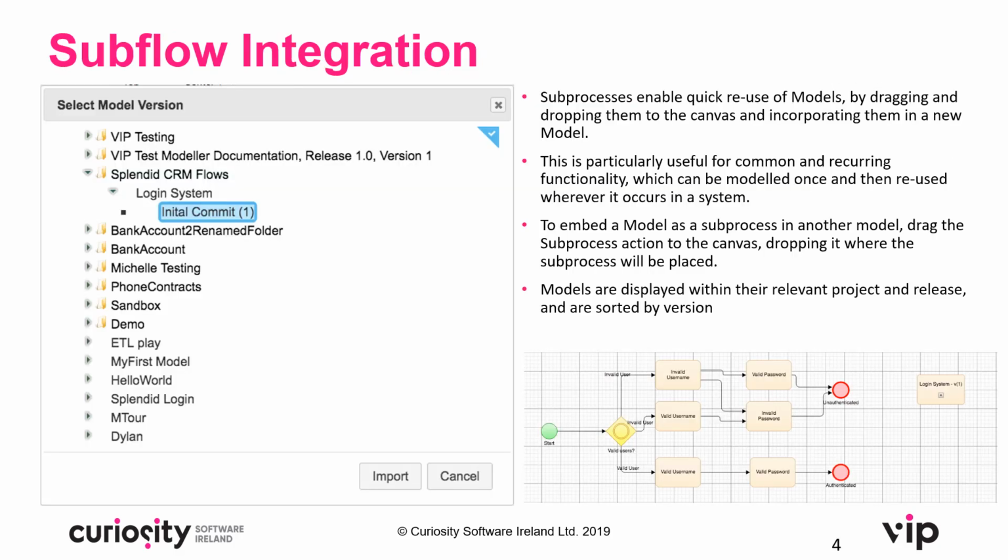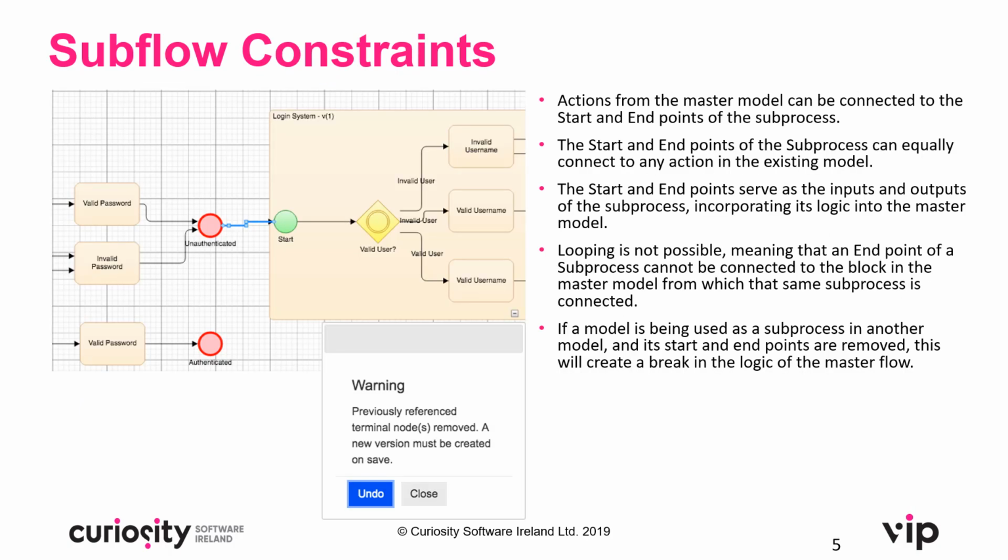To add a subprocess, all you need to do is drag and drop the subprocess block onto the canvas. All of the models are then displayed with their relevant projects and releases sorted by version. You just need to pick the version you want to import, and then that becomes available inside your model, which you can connect up.